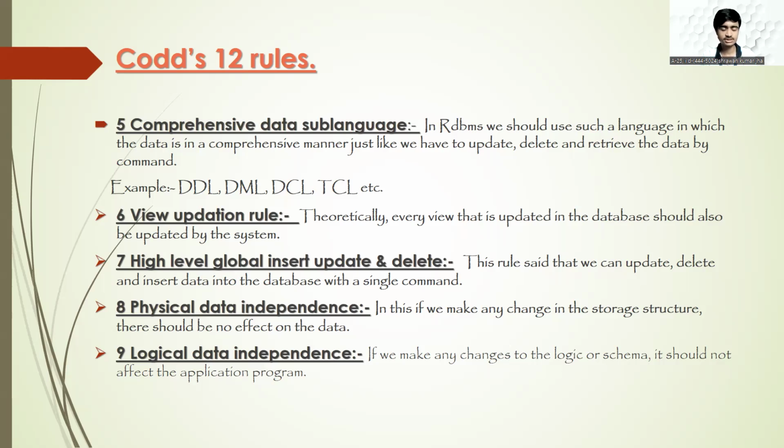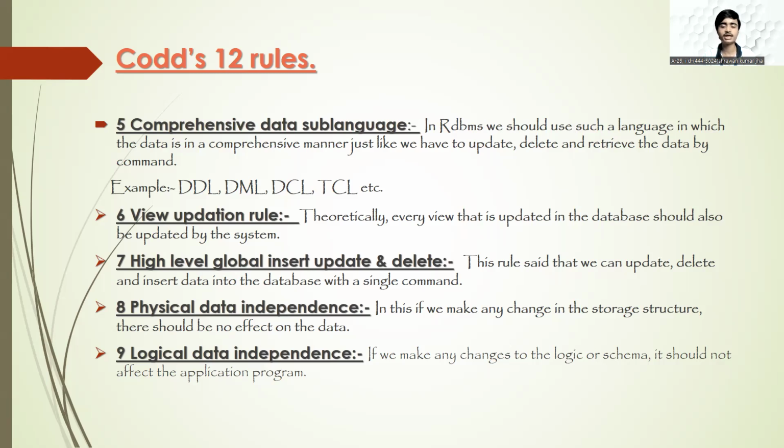Ninth is physical data independence. In this, if we make any changes in a storage structure, there should be no effect on the data. This rule says that if we make any changes in a storage structure, then the data will not be affected. That means data cannot be affected and no loss will occur in the database.